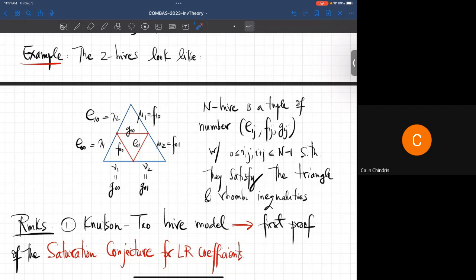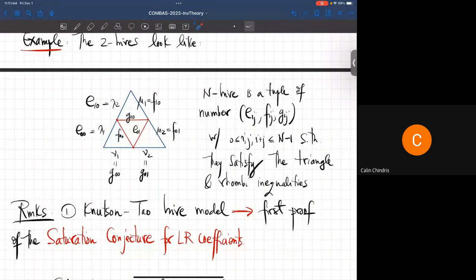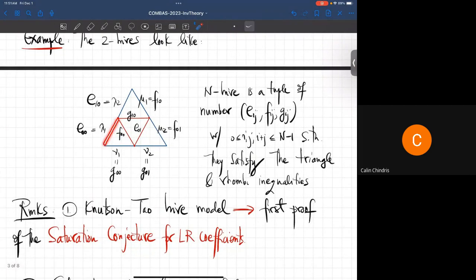And then you begin labeling the sides of the smaller equilateral triangles by these numbers, e, f, and g. The e_ij, as you can see, label the sides of the smaller equilateral triangles that are parallel to the left boundary.